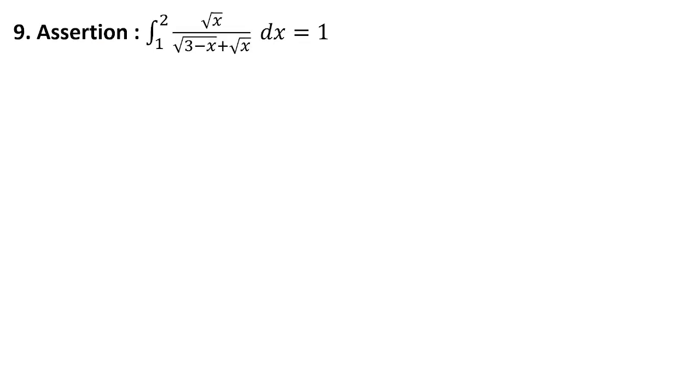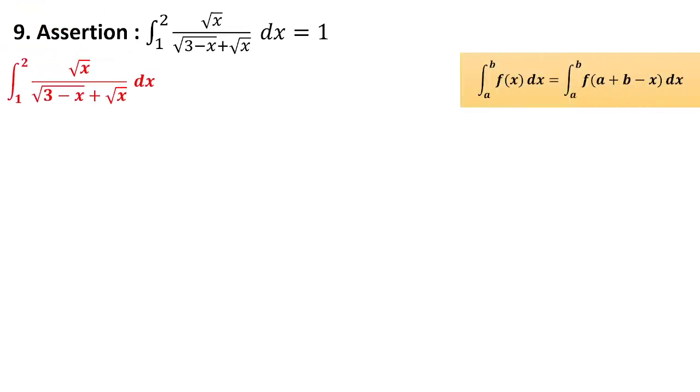Let us move on to the assertion and reason question. Here the highly interesting thing is the reason given there, which gives you a clue to do the assertion. This problem can be given directly in the exam also. Check it out. For this I am using the property: integral a to b f of x dx is integral a to b f of a plus b minus x dx.